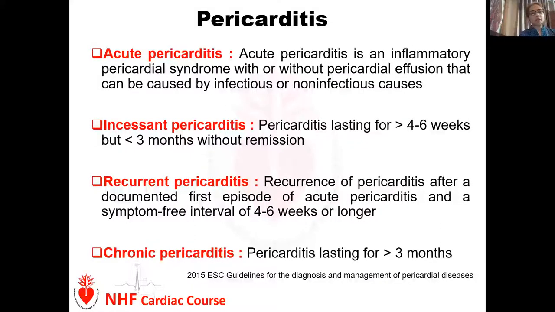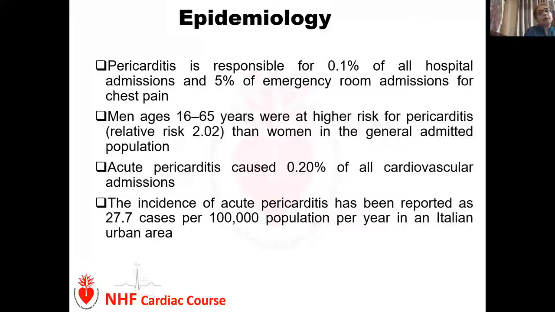And another form is recurrent pericarditis. That means the recurrence of pericarditis after a documented first episode of acute pericarditis and a symptom-free interval of 4 to 6 weeks or longer. That means after 4 to 6 weeks of remission, there will be reappearance of pericarditis features. Pericarditis is responsible for 0.1% of all hospital admissions, and acute pericarditis is responsible for 0.2%. Men are more affected in comparison to women.